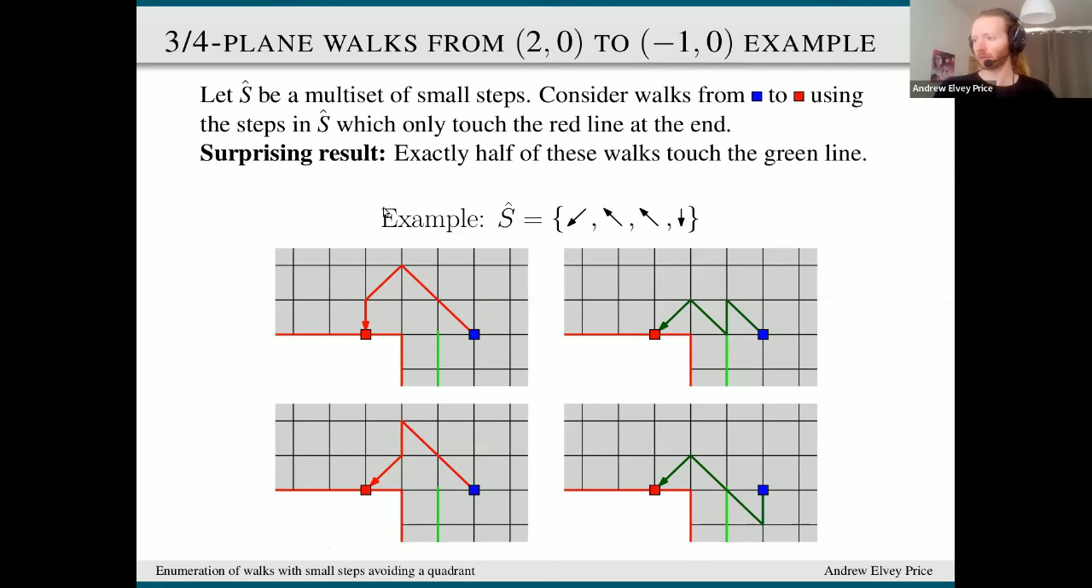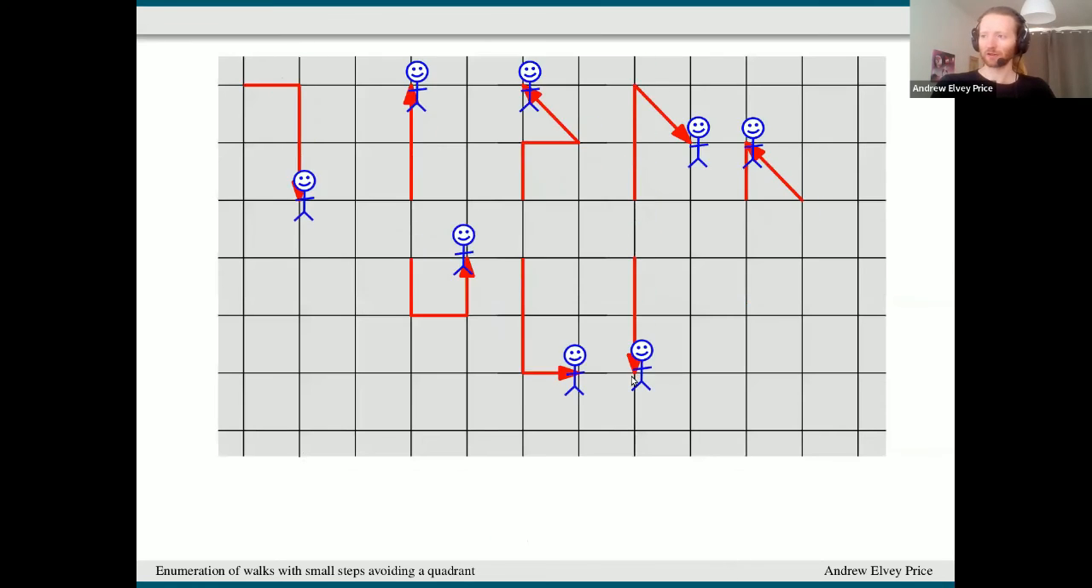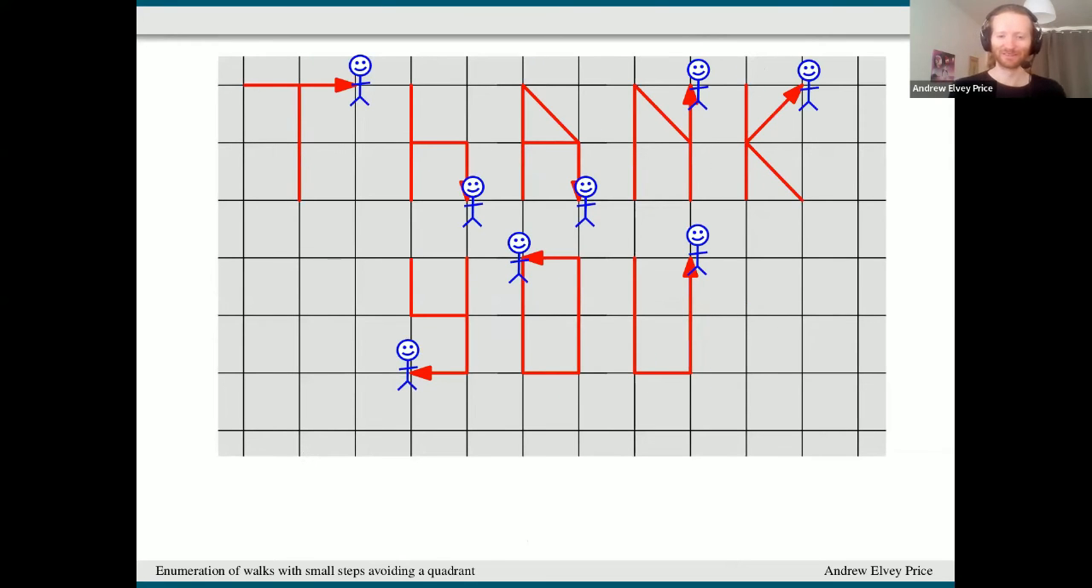Just as an example of this result, if we take walks that use exactly 1 down step, 2 northwest steps, and 1 southwest step, then there are 4 such walks, and exactly 2 of them touch the green line. Okay, so that's all. Thank you for your attention.